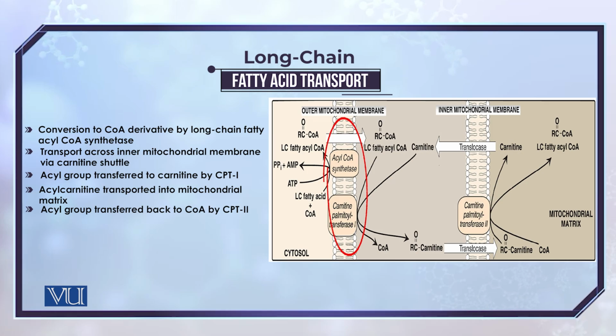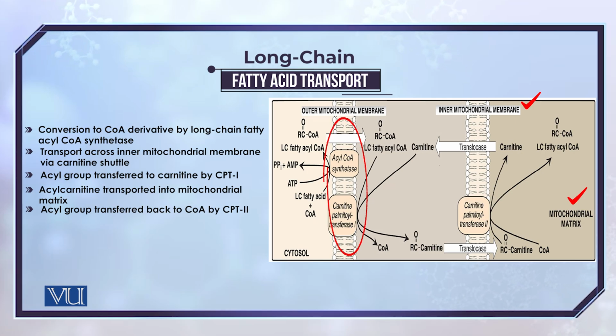Now, as I have told you, the final destination of this fatty acyl CoA is the mitochondrial matrix. The thing is that fatty acyl CoA cannot move through the inner mitochondrial membrane because somehow it doesn't have the machinery. The inner mitochondrial membrane resists this movement. It acts as a barrier.